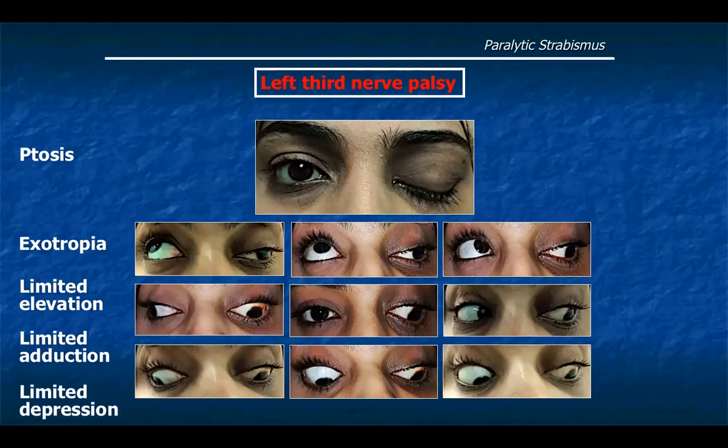This is a picture of left third nerve palsy. There is left ptosis, and if you raise the left upper lid, we can see that the eye is exotropic and there is limitation of movement in all directions except abduction. Here, the limitation of depression is mild, not marked, because the affection of the branch to the depressors of the eye is mild in this case.